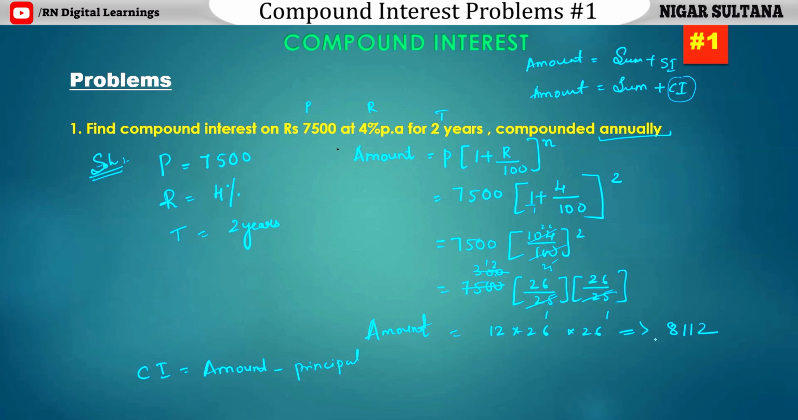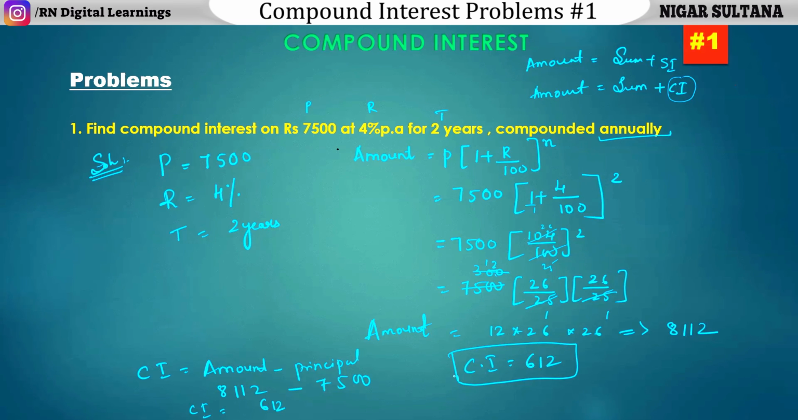So what is the amount? 8112 minus the principal amount, 7,500. So what is the value of this? CI is equal to 612. So the compound interest is 612. This is the answer of this first problem.